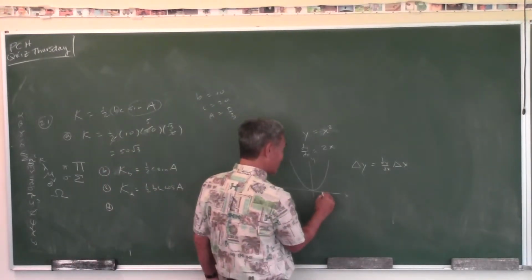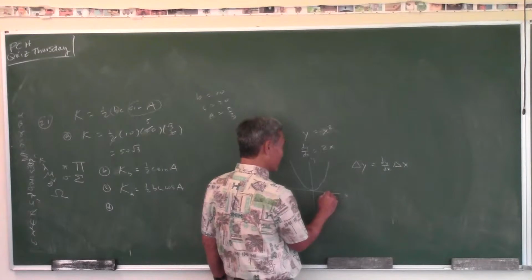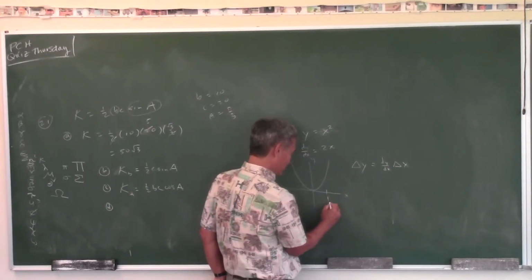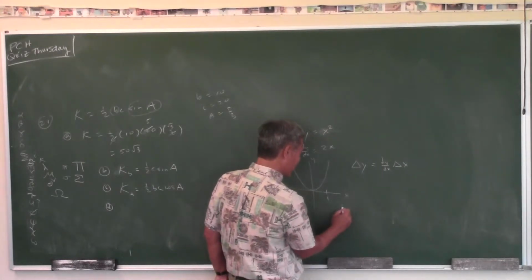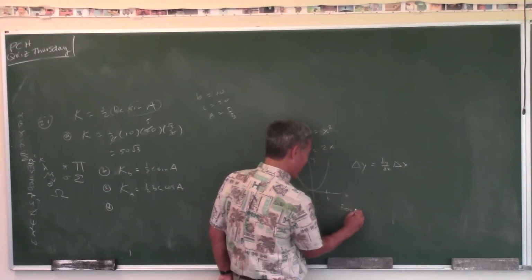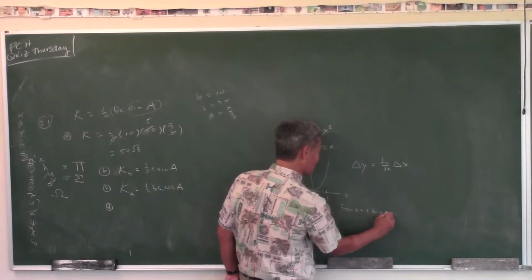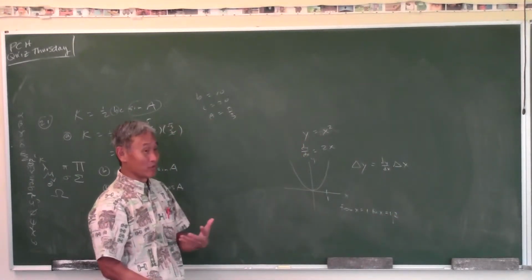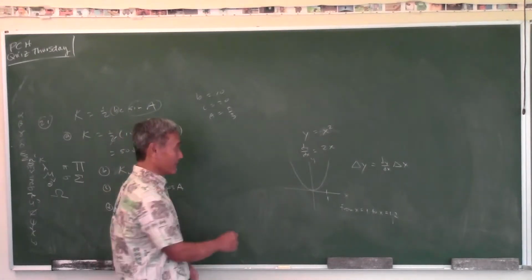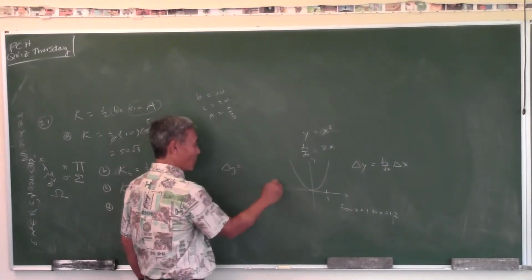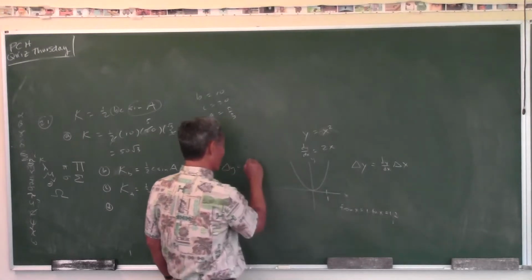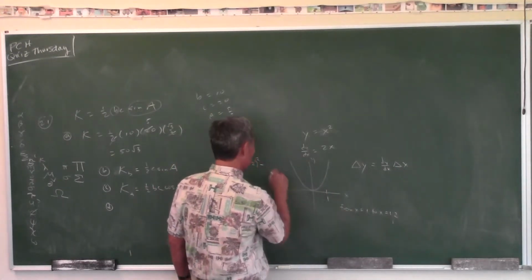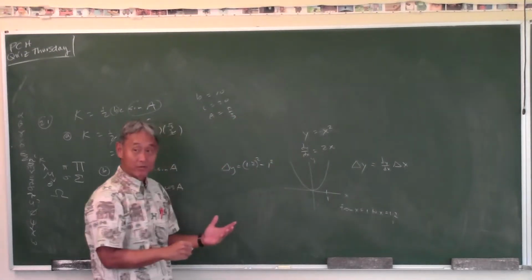Let's say x goes from 1 to 1.2. Approximate the change in y. Of course, we can actually compute the actual change in y, right? The actual change in y is the y coordinate here, which is 1.2 squared, minus the y coordinate there, 1 squared. That's the actual change in y.